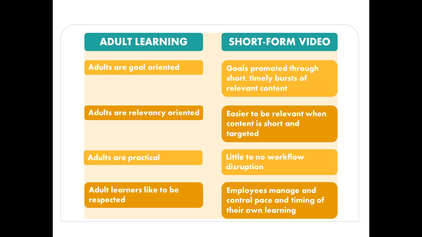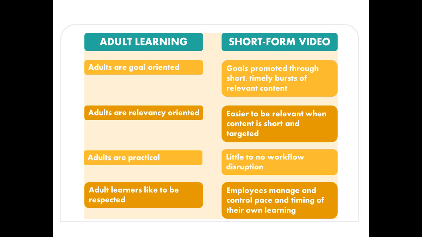Adults tend to be very goal-oriented. Goals can be promoted through short, timely bursts of relevant content. Adults are very relevancy-oriented, and it's easier to be relevant when the content's short and targeted. I mean, think about, we've got a good illustration of this in just a second, the traditional e-learning courses, trying to wade through one to find what you need.